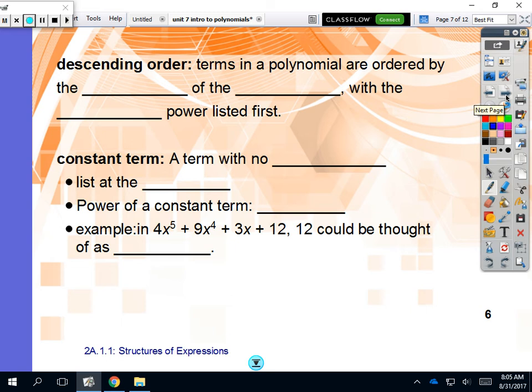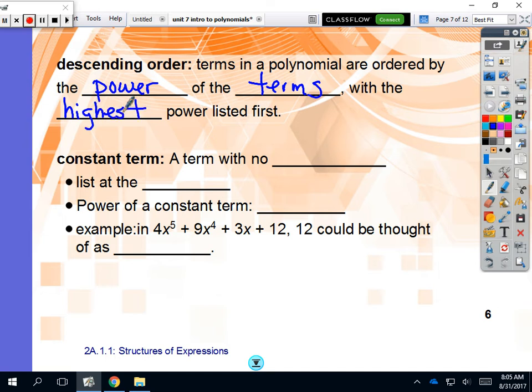Descending order. So when we write polynomials, we always write them in descending order. So terms in a polynomial are ordered by power of the terms, with the highest power first. So you list them from highest to lowest power.